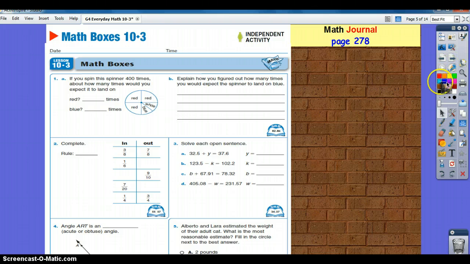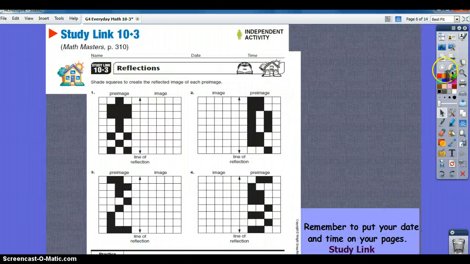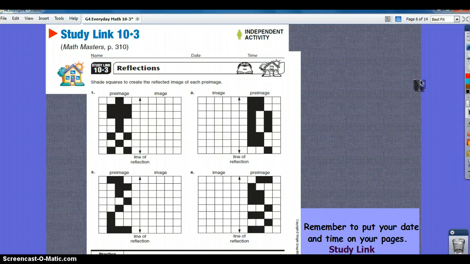Go ahead and go into your math journal now and do math journal page 278, and then go to the math journal answer key and correct the problems. If you had problems with any of those math boxes, please come back to the table and talk to me. Your final step for finishing 10.3 is to do the study link. Go ahead and go up and get it. Shade the squares to create the reflected image of each pre-image.